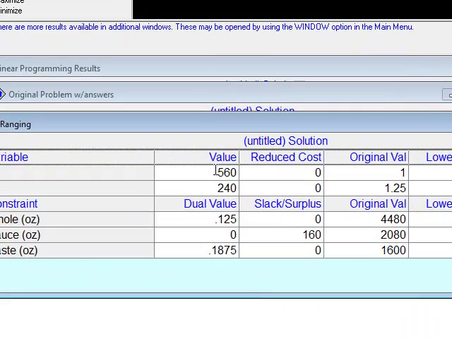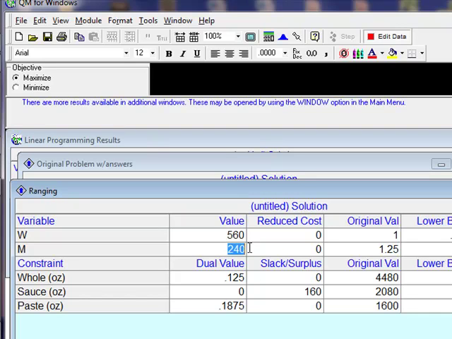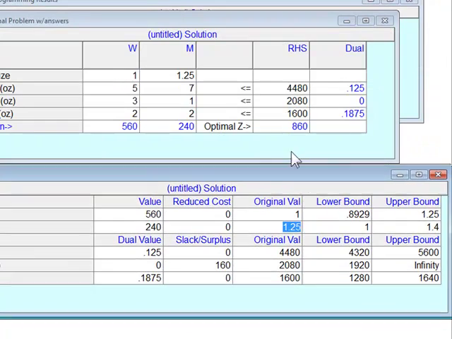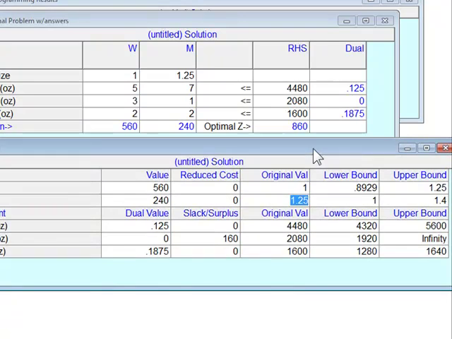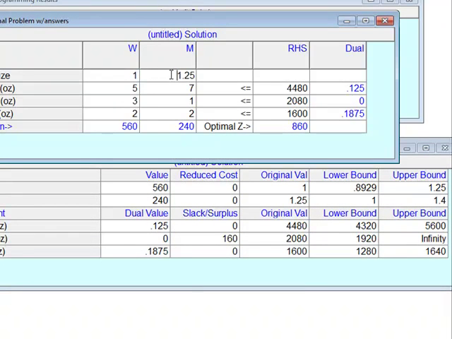For one thing, recognize that the 560 and the 240 values, the optimal solution for Western salsa and Mexico City salsa, are reported under the value column for variables. Also notice that in the top section, which has to do with variables, you see a reduced cost and an original value, and recognize that this 1 and 1.25 are the objective function coefficients for each of those variables.